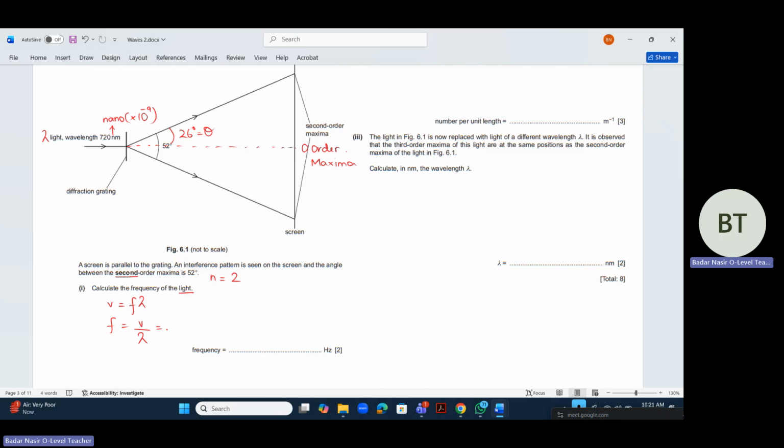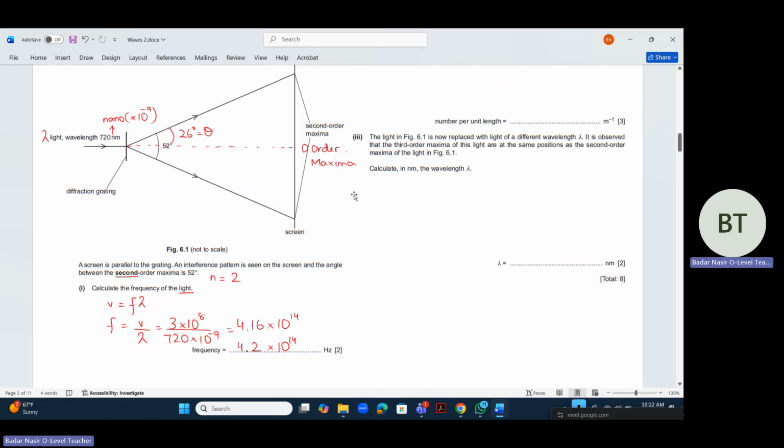So wave की speed है 3 times 10 की power 8, and the wavelength is 720 times 10 की power minus 9. Can you just calculate? 4.16 into 10 की power 14 hertz. We have to round off the answer to two significant figures. So 4.2 into 10 की power 14 hertz. I hope it's clear to everyone now.